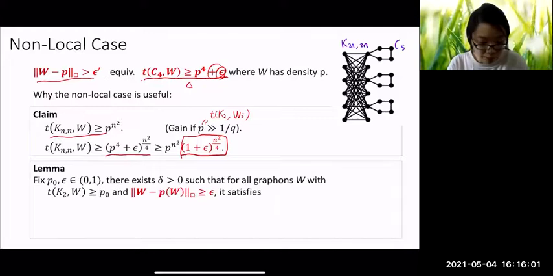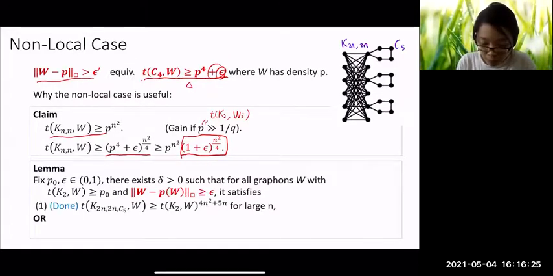So basically the lemma we want is as follows. Fix any small enough P0, which depends on Q, it's a polynomial in 1 over Q actually, and any epsilon. If the edge density of Wi is not too small, and if it's non-local, which means its cut norm from its density is at least epsilon, then either we are done, in the sense that the density of this particular graph we want is at least what we expect for large n. So in the first case, we are done.